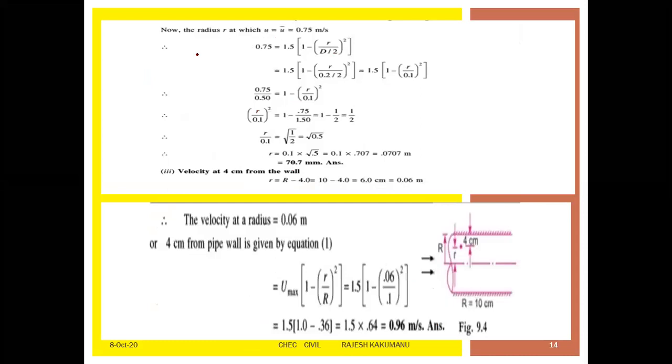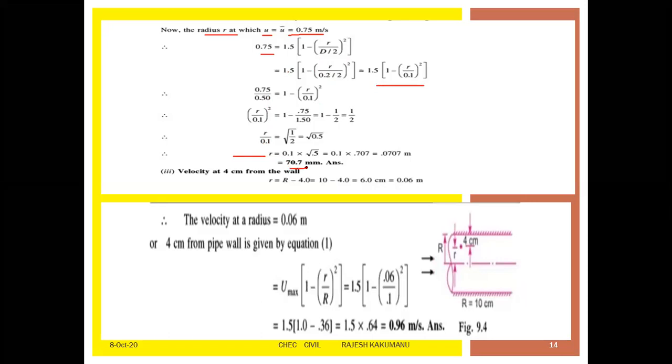So after substituting this, now the radius r at which u is equal to u bar is equal to 0.75 meters per second. So u and u bar is same, average velocity. Therefore the value 0.75 is equal to 1.5 into 1 minus (r by R) whole square, that is equal to 1.5 into 1 minus (r by 0.2 by 2). After simplifying, you are getting the r value. r is equals to 70.7 mm.